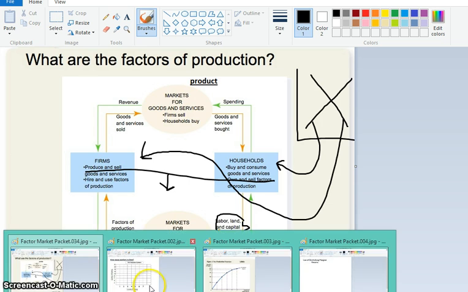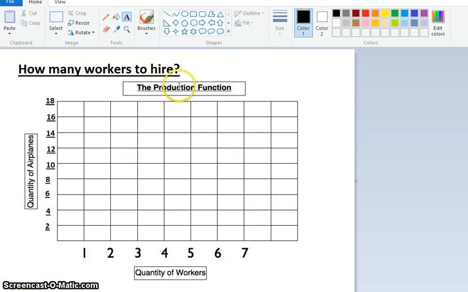So if you go to your next slide, you see this. We're going to make this thing called the production function. And the question is how many workers to hire. Again, I could say how many machines to purchase or how many acres of land to purchase. But workers is something that I think students have an easier time handling.